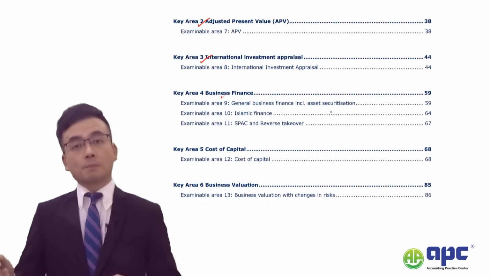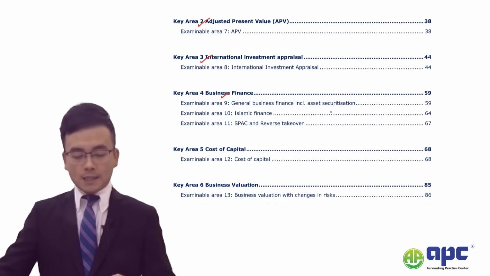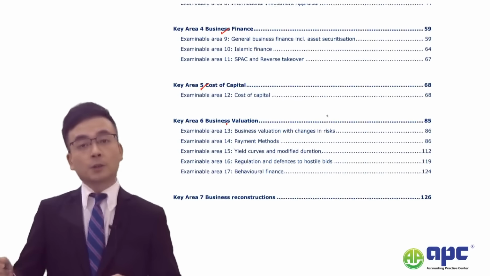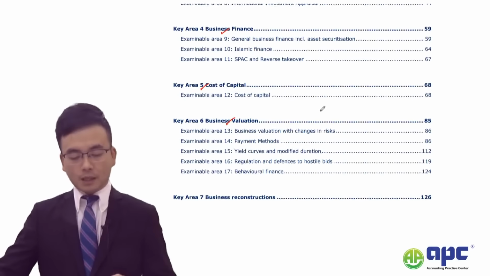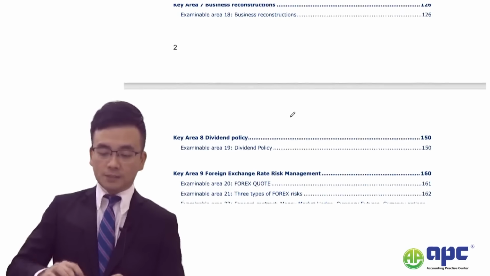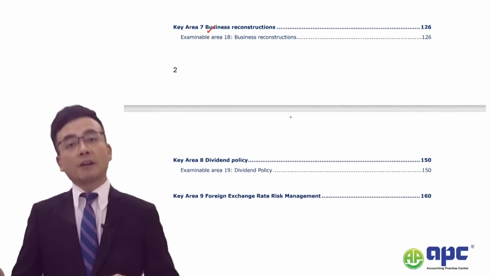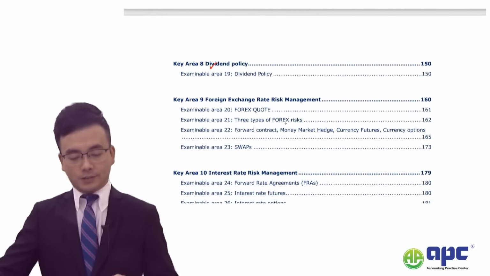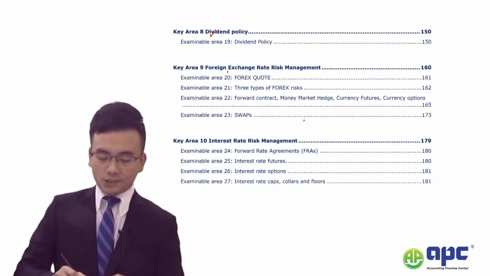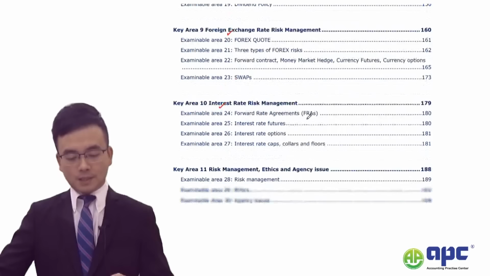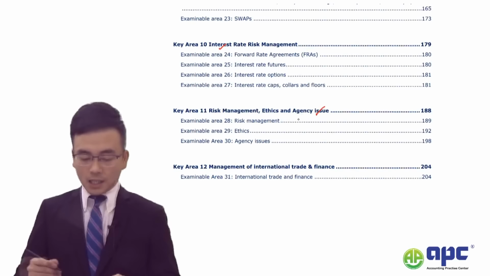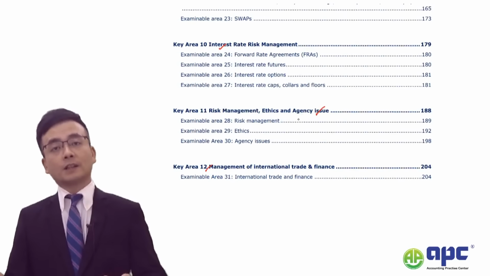Business finance is also important in key area 4. And key area 5 will be the cost of capital. And then how to value a business in key area 6. And how to reconstruct the business in key area number 7. And then paying dividends in key area 8. And then the forex and interest in key areas 9 and 10. And then some of the narrative stuff in key area number 11. And also the international trade and finance in the last key area.